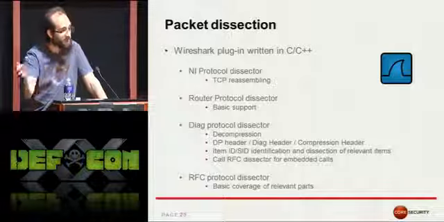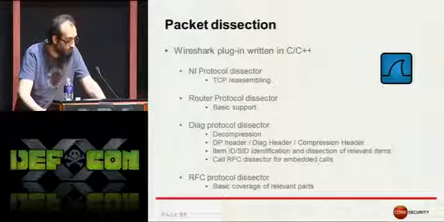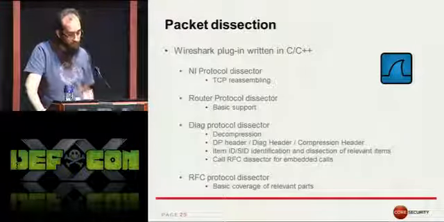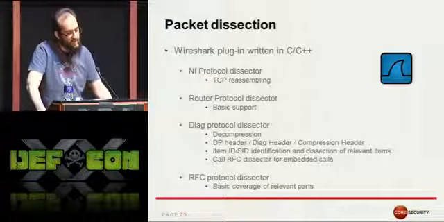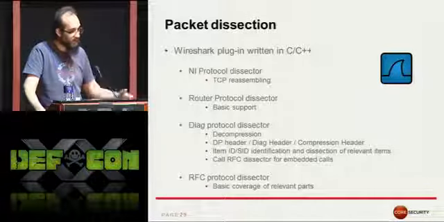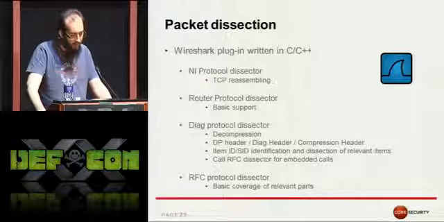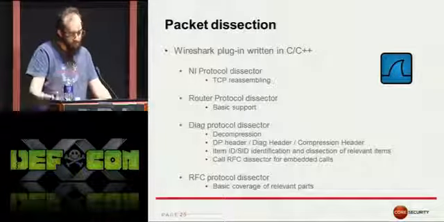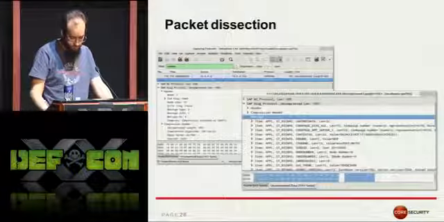The values of those items are also dissected. And this dissector also calls the RFC dissector when it finds an embedded call. So the last dissector is for the RFC protocol. It has some basic coverage because it's another protocol, and it would need another research project. But some of the relevant parts of an RFC call are also dissected. So here are some screenshots. I will be showing some fun with the tool later.